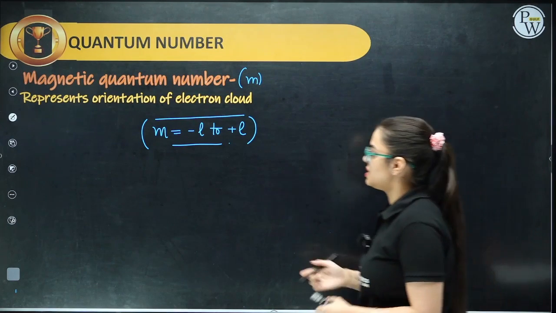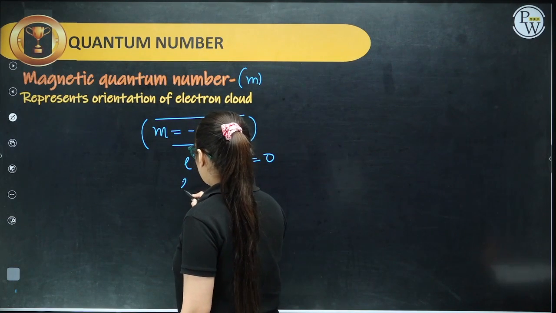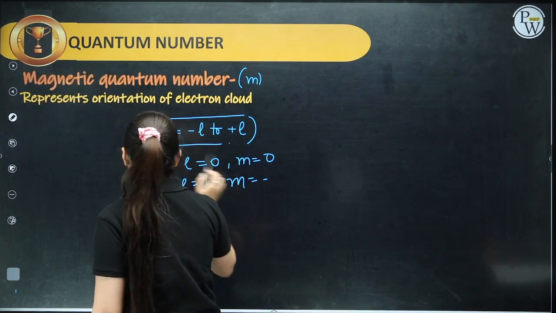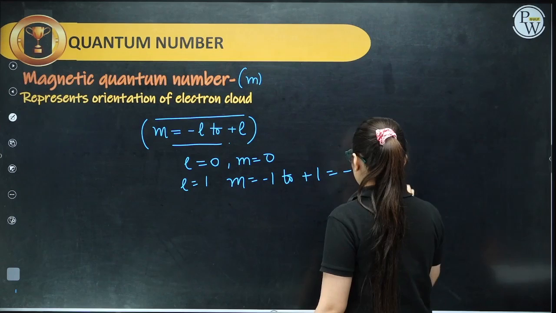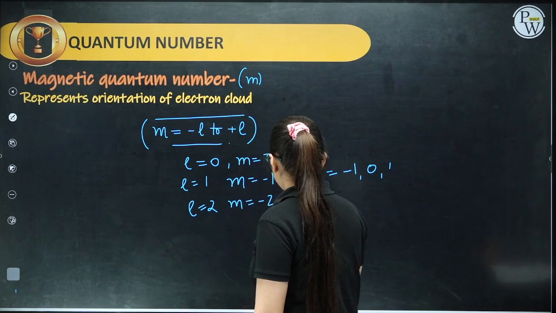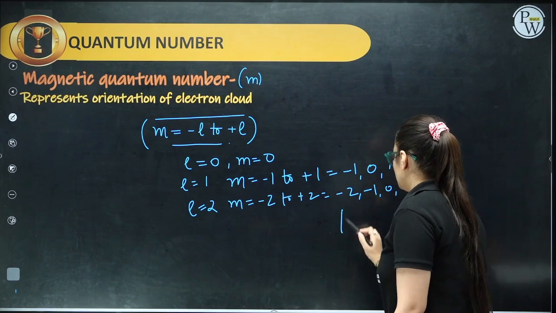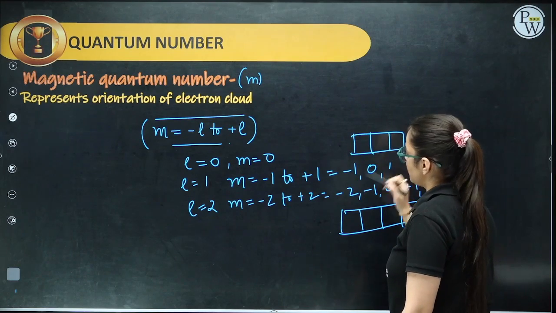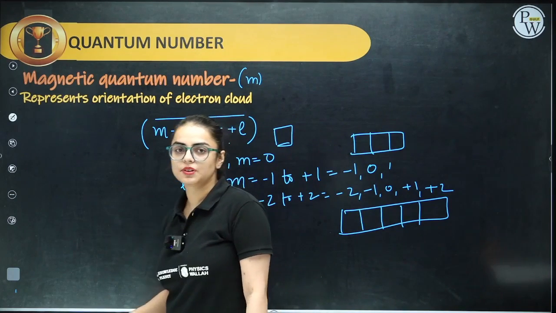Always remember this. See, if the l value is 0, m is going to be 0. If the l value is 1, m is going to be minus 1 to plus 1, that means minus 1, 0 and 1. Now, if l is 2, what will the m value be? Minus 2 to plus 2, that means minus 2, minus 1, 0, plus 1, plus 2. That means the 5 orbitals of d. Here 3 values, so these are the 3 orbitals of p. Here it is 1 value, so it is the s orbital. Clear, everyone?